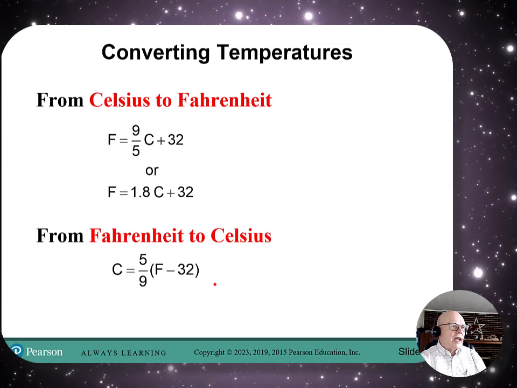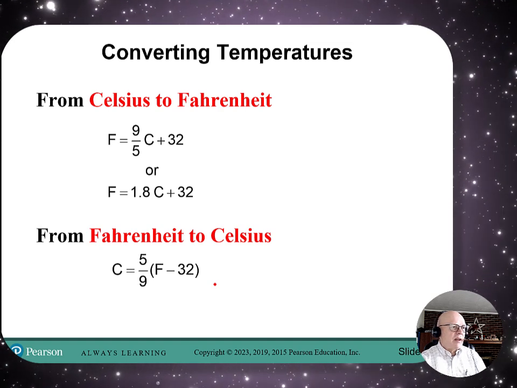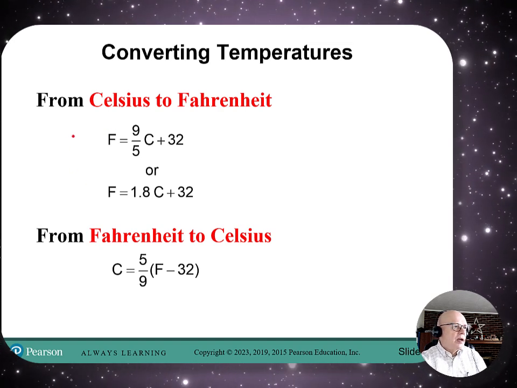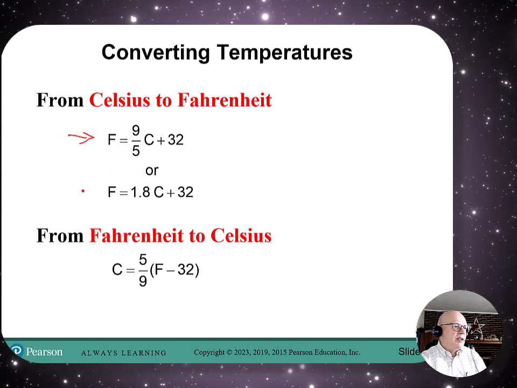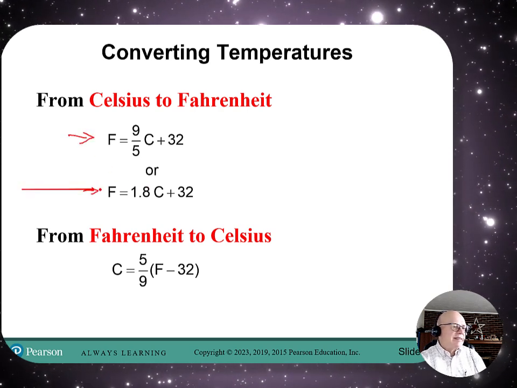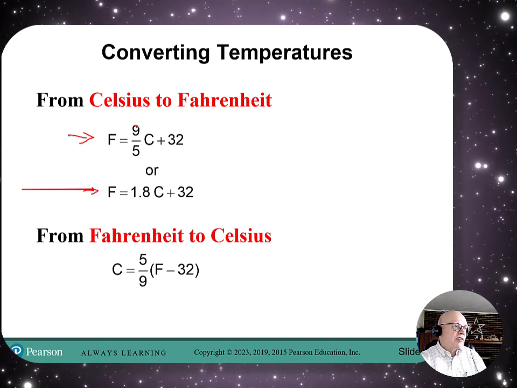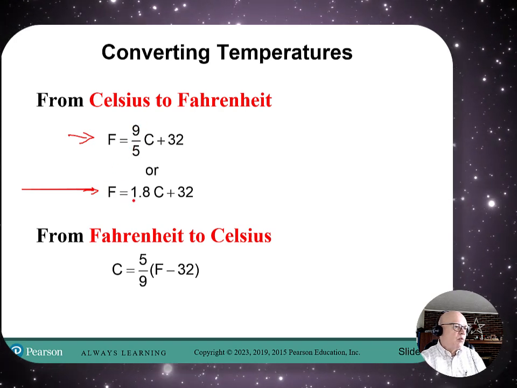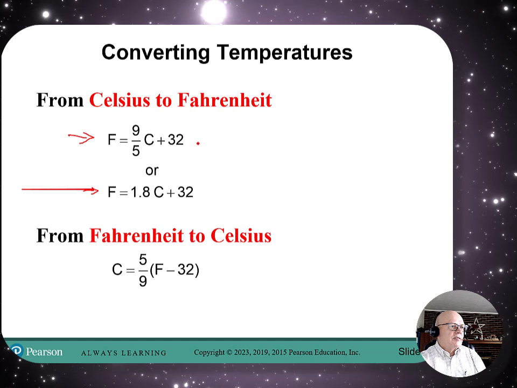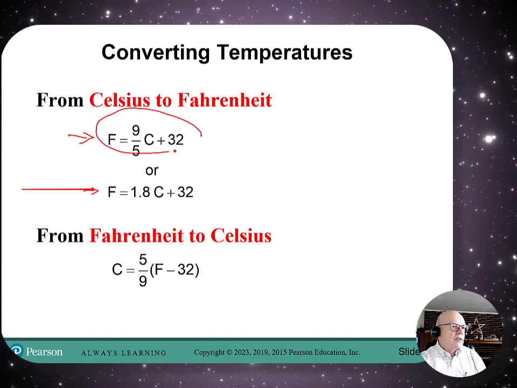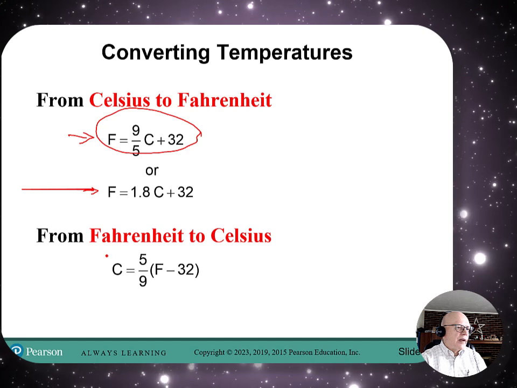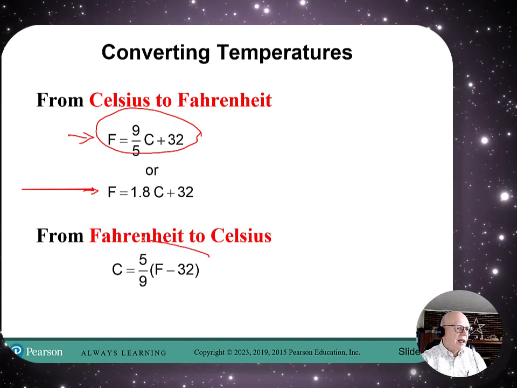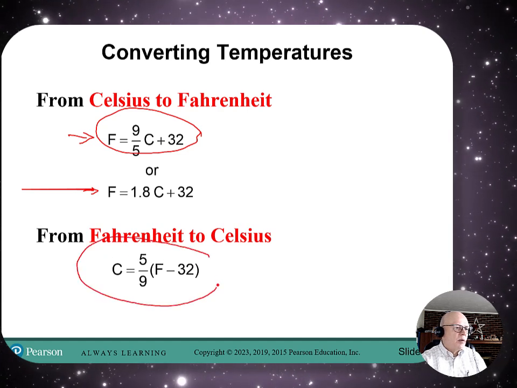If you want to change from Celsius to Fahrenheit, this is the formula I stick with. Although you can use this version of it, it's really the same thing, because 9 over 5 is the same as 1.8. So here's the one to know, to write down somewhere. If you want to go from Fahrenheit to Celsius, there's our formula.